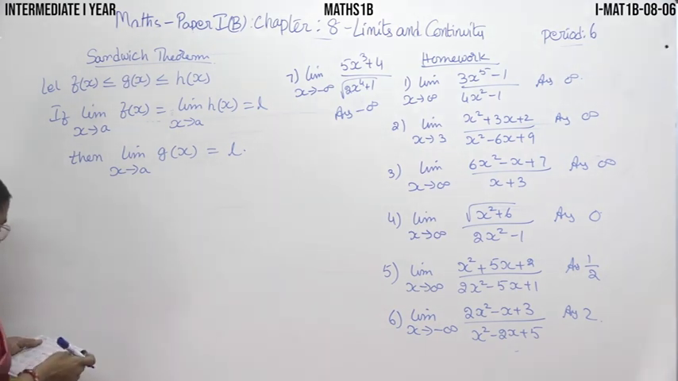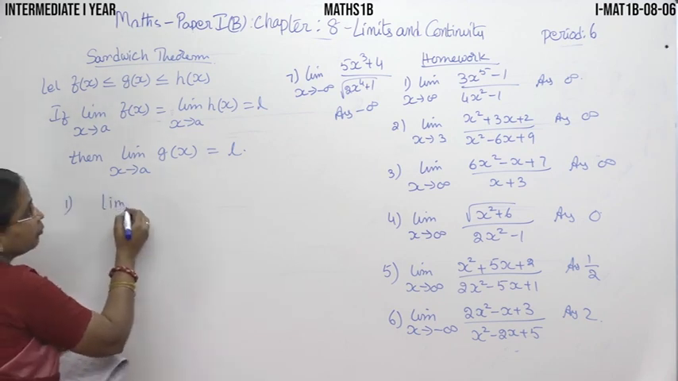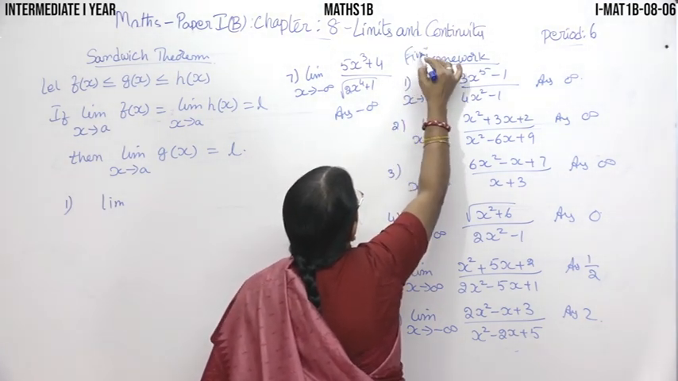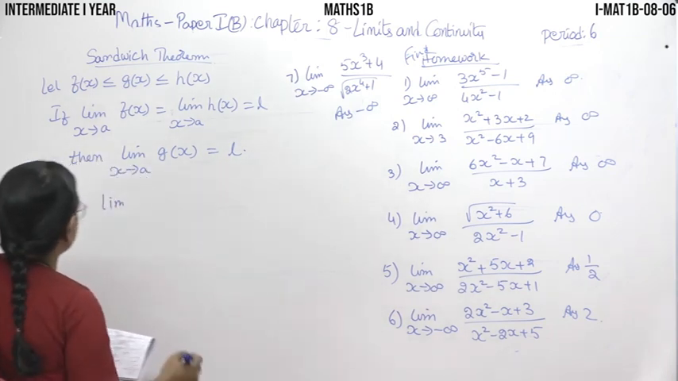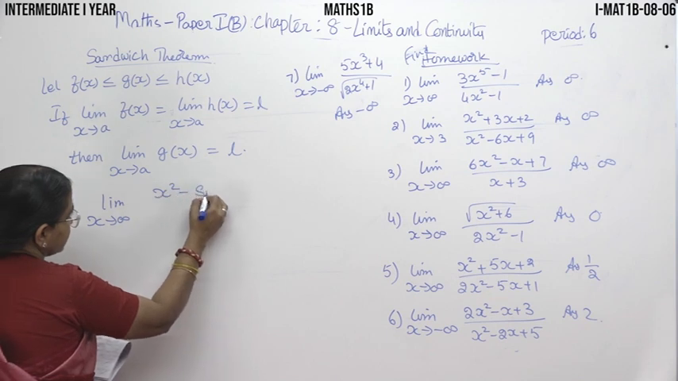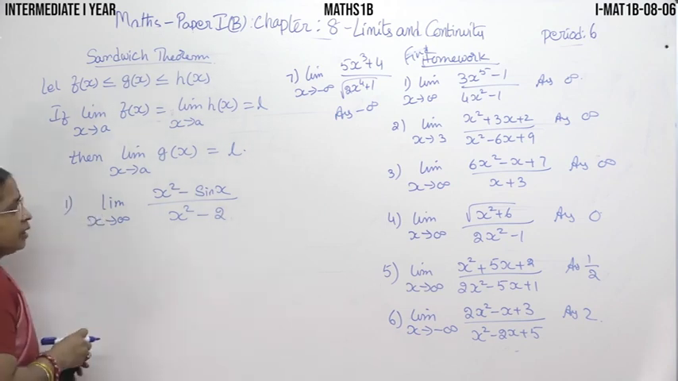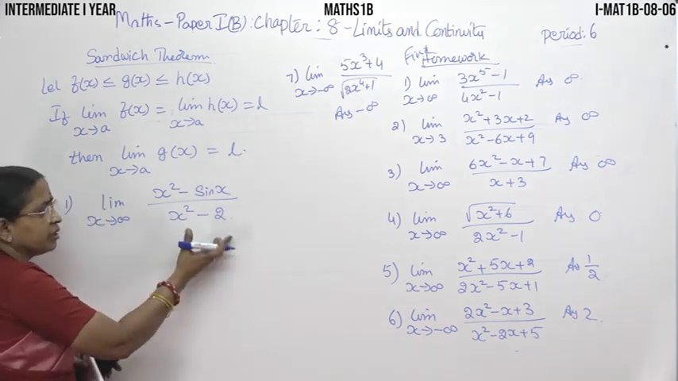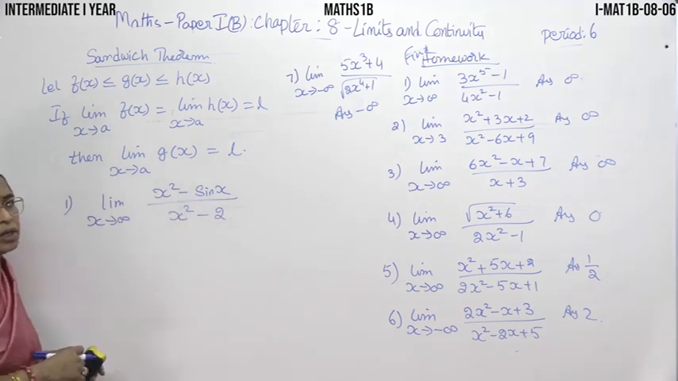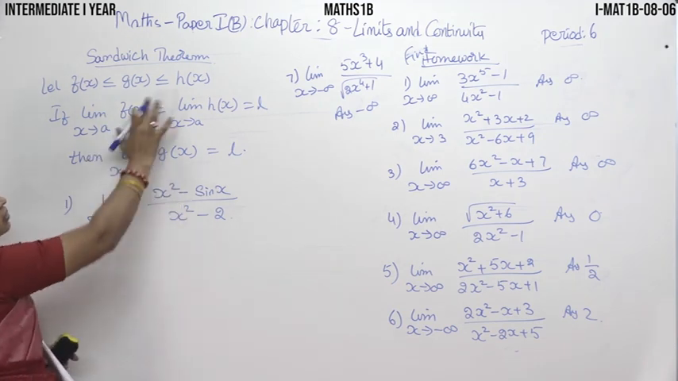Now we'll do some problems based on this. Find the limit. All these problems are compute. Find the limits of all these functions. Next, limit x tending to infinity of (x square minus sin x) by (x square minus 2). Now we'll do this problem. Here, if you take x as 1 by y, there is no use because you have sin x. So you cannot use that method, put x is equal to 1 by y and all. So what we do is, we'll reduce this to this form.